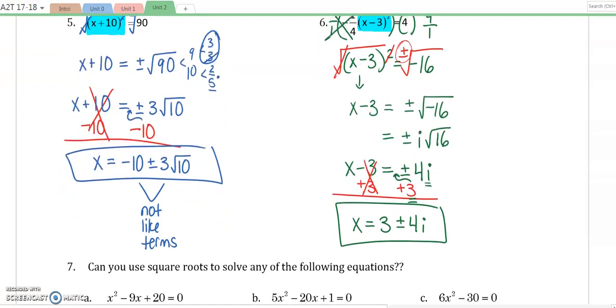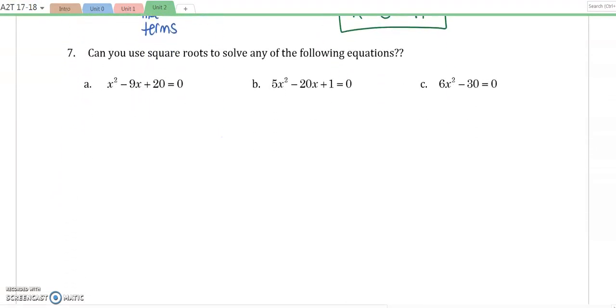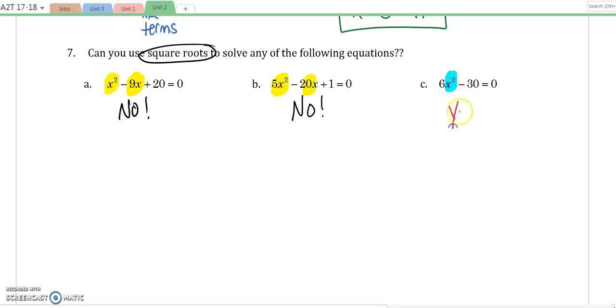All right, now just to make sure you recognize when using square roots would be helpful, take a look at 7. It says, can you use square roots to solve any of the following equations? Well, remember, square roots are for when there's only one x. So basically what I'm looking for here is an equation that only has one term with x in it. Right? Still a quadratic, but only one x. And right away in these first two, I see 2 x's. So the answers for these would be no. But letter C looks good because there's only 1 x squared. So that one would be a clear yes.